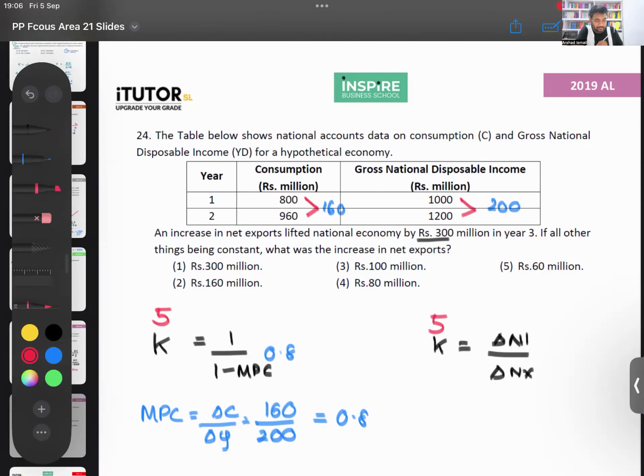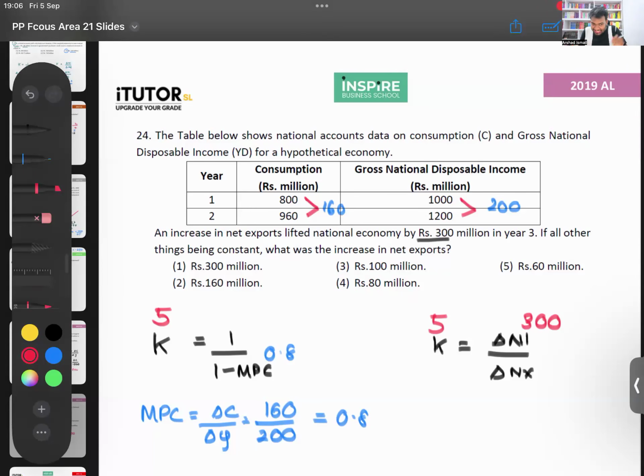Multiplier is 5. They are telling us that in the 3rd year, an increase in net exports has increased the national income by 300. So national income has gone up by 300. They are asking by how much did the net exports change? So can you solve that equation on the right side? For national income to increase by 300, it would have gone up by 60, no?